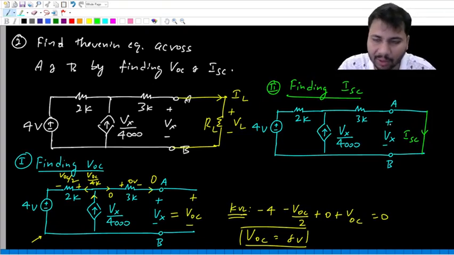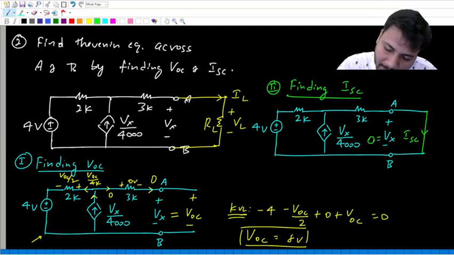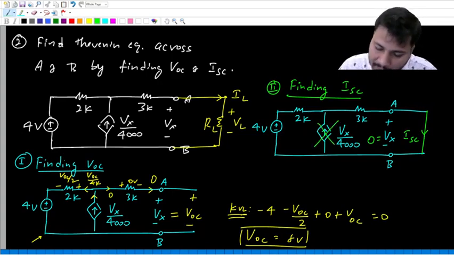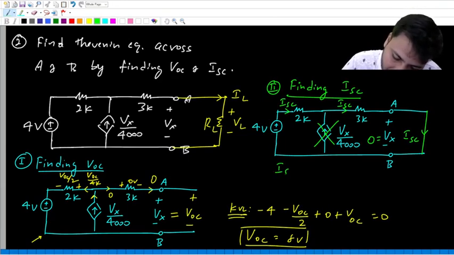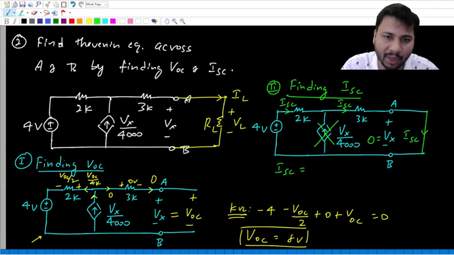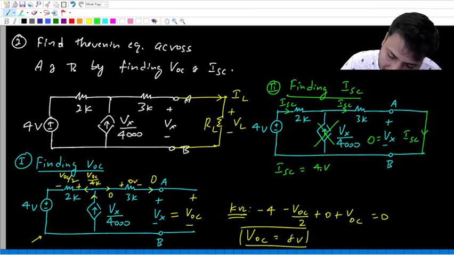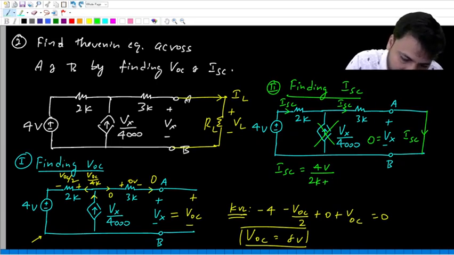Now what is the value of Vx? Vx is the drop between A and B. And now because the load is replaced with a short circuit, A and B are shorted together. So the value of Vx is 0. Then the value of Vx by 4000 is also 0. So what is this current? ISC. What is this current? Also ISC. Now this ISC is very much like the loop current. Okay. So ISC will be 4 volts divided by the net resistance in the loop, that is 2K plus 3K.